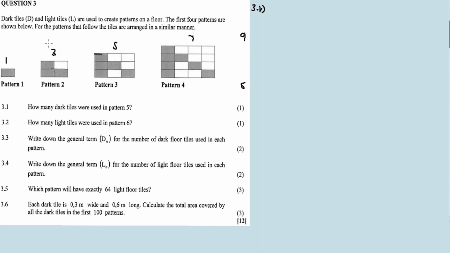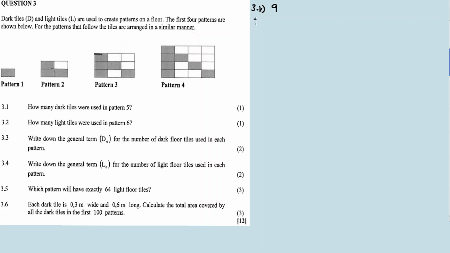9. How do I know that it's 9? It's because our pattern for the dark tiles increases by 2. 7 plus 2 is 9, 5 plus 2 is 7, 3 plus 2 is 5, so on and so on. Okay, so our answer is 9.